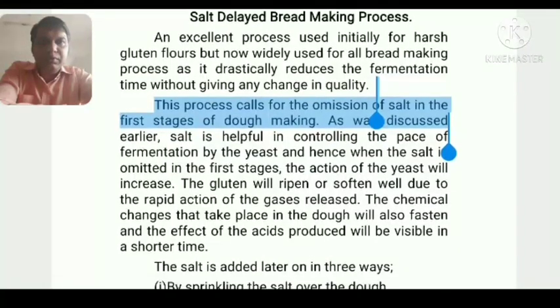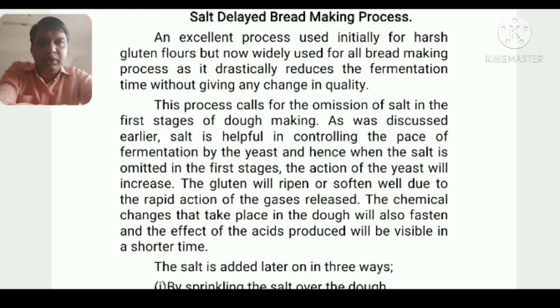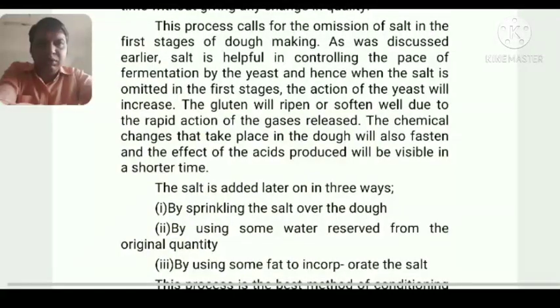The process calls for the omission of salt in the first stage of dough making. As was discussed earlier, salt helps in controlling the pace of fermentation by the yeast, and hence when the salt is omitted in the first stage, the action of the yeast will increase and the gluten will ripen or soften well. Due to the rapid action of the gases released, the chemical changes that take place in the dough will also be faster, and the effect of the acid produced will be visible in a shorter time. The salt is added later in three ways.